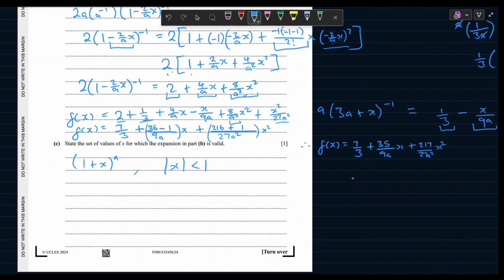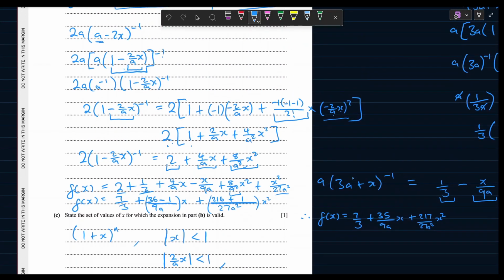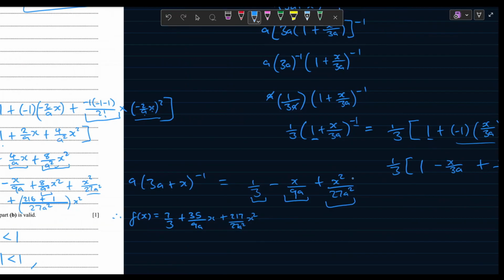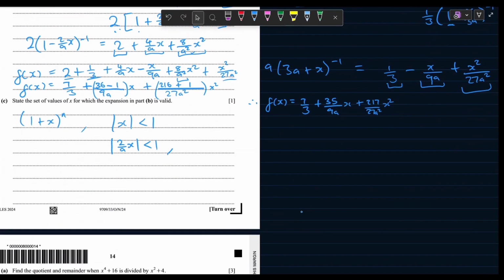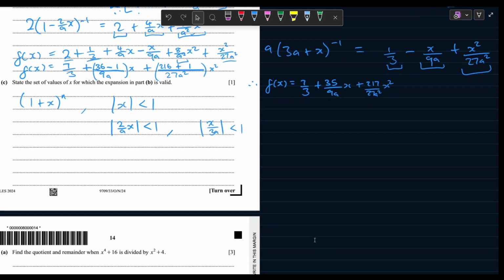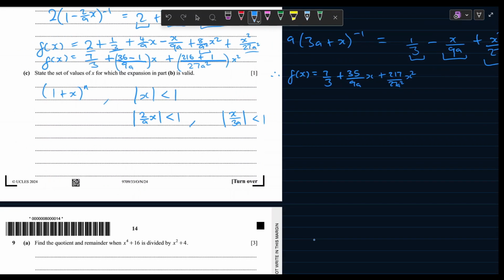So essentially we're saying that 2 over ax must be less than 1. And there's another one we used. On this side we used x over 3a. So the modulus of x over 3a should be less than 1. Maybe let's stop using modulus because it might be a bit difficult to see. You know that the modulus of x is less than 1 is the same as x is between -1 and 1, or at least you should know that.